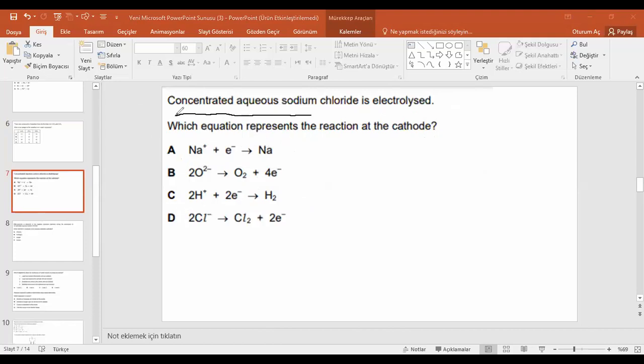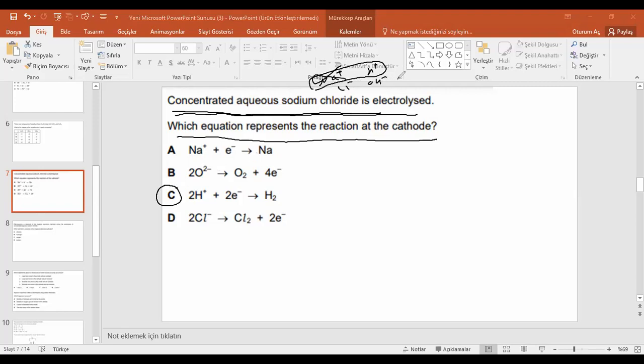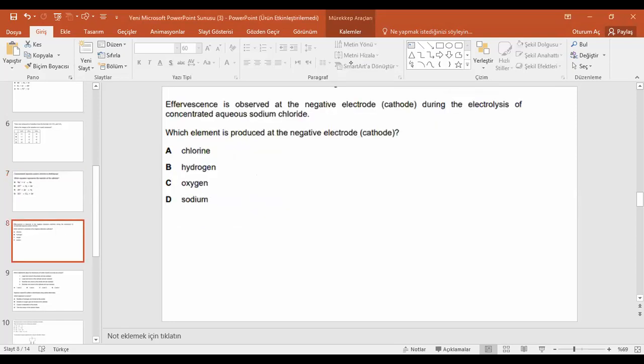Concentrated aqueous sodium chloride is electrolyzed. Concentrated sodium chloride contains Na+, Cl-, and H+, OH-. Which equation represents the reaction at the cathode? So this is very simple. As we said, hydrogen is the one that will be attracted to the cathode. Positive ions are attracted to the cathode, and as we said, Na will never be discharged there. So the correct answer here is C. Moving to the next question.